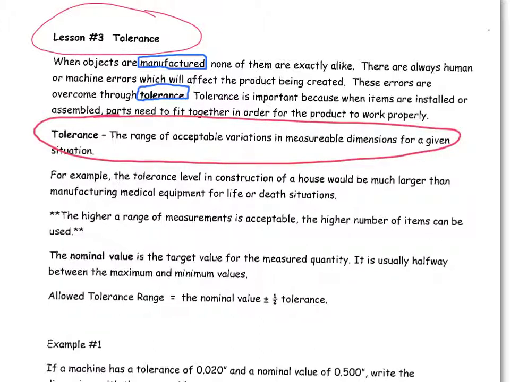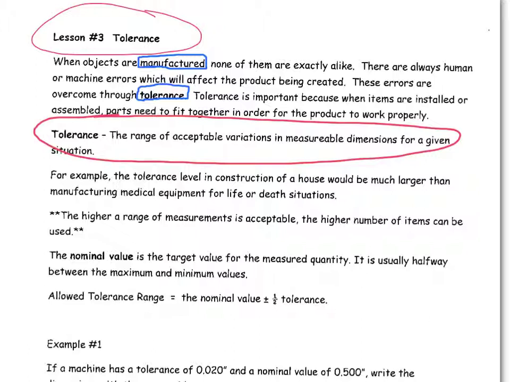Tolerance is the range of acceptable variations in measurable dimensions for a given situation. Okay, the acceptable variations in measurable dimensions for a given situation. So when I'm asking for a part for a computer or a car or a desk, there can be a little bit of variation in the size of that part. Just imagine the desk you're sitting on, all the parts that go into it. Okay? They're not all identical.